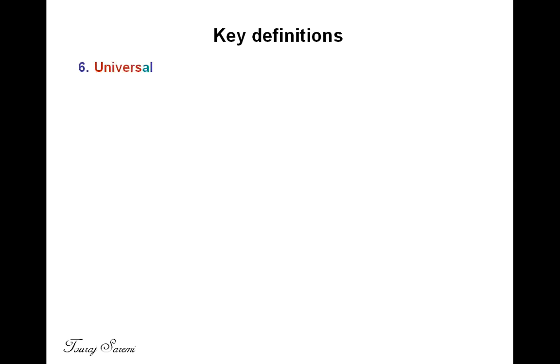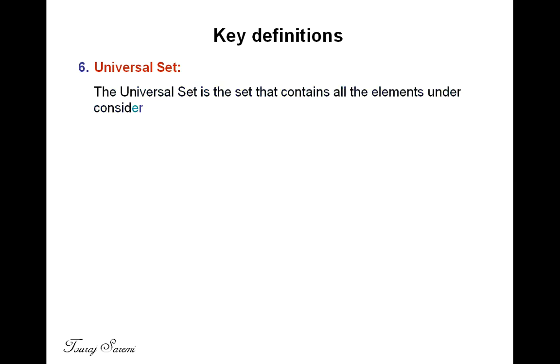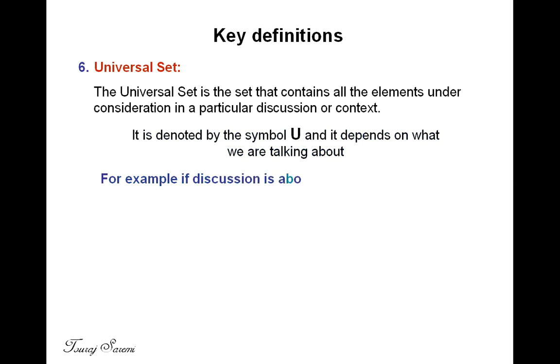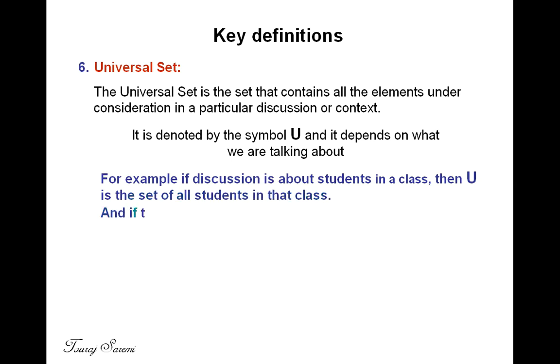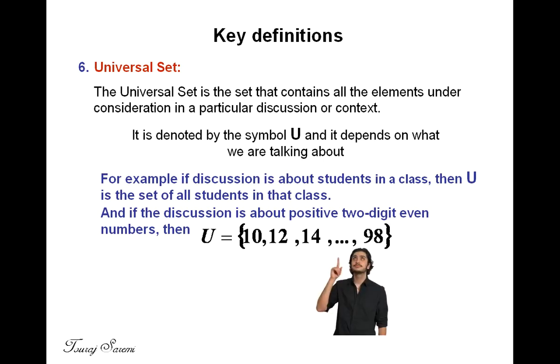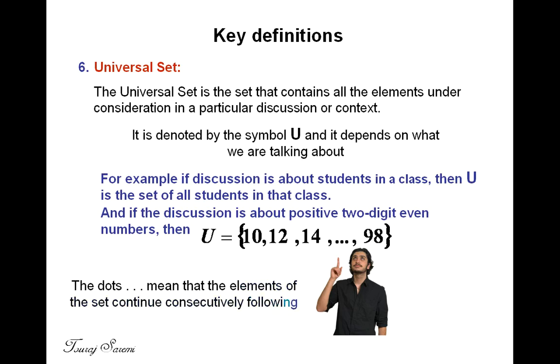6. Universal set. The universal set is the set that contains all the elements under consideration in a particular discussion or context. It is denoted by the symbol U, and it depends on what we are talking about. For example, if the discussion is about students in a class, then U is the set of all students in that class. And if the discussion is about positive two-digit even numbers, then the universal set is equal to the set shown. The dots mean that the elements of the set continue consecutively following the same pattern.